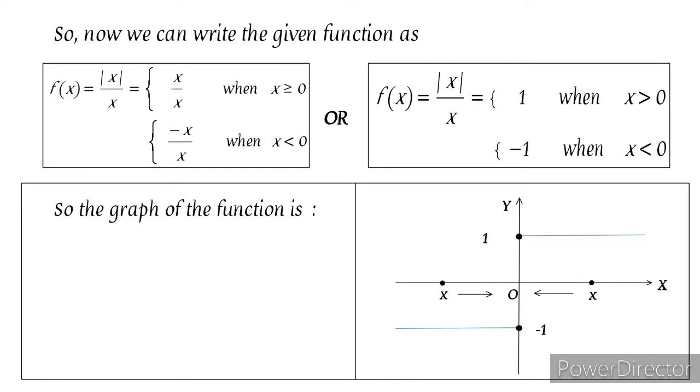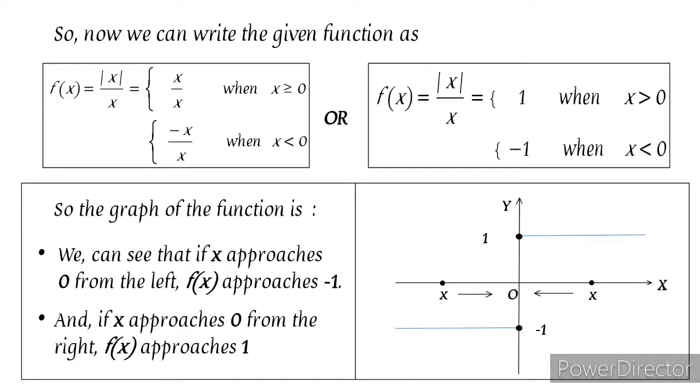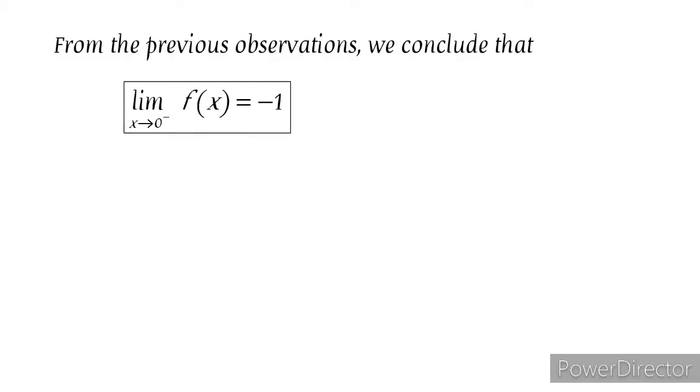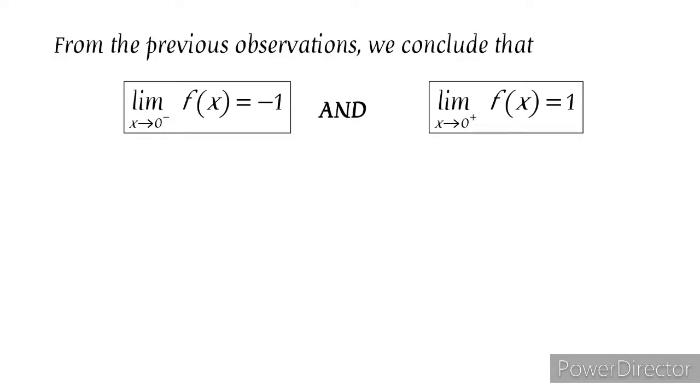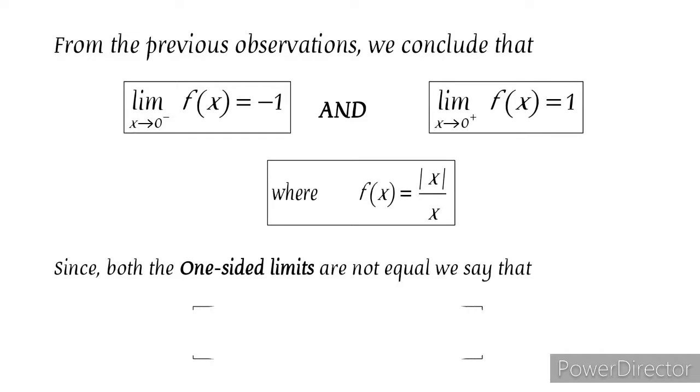So, the graph of the function is shown as. Now, we can see that if x approaches 0 from the left, f of x approaches minus 1. And, if x approaches 0 from the right, f of x approaches 1. From the previous observations, we conclude that both the one-sided limits exist, where f of x was given as modulus of x divided by x. Since both the one-sided limits are not equal, we say that limit of f of x as x approaches 0 does not exist.